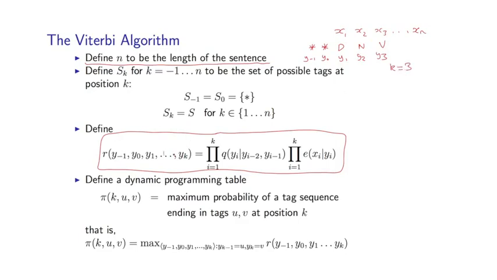So r takes in a sequence, such as star star D N V, and basically calculates its probability under the HMM using what is basically a truncated expression. So we just have the first k terms, a truncated version of the expression we saw for full HMMs. So I have a product from i equals 1 to k over these q parameters, and a product from i equals 1 to k of these emission parameters. And so this is essentially a probability of just this sequence, which is of length k equals 3 in this particular example.